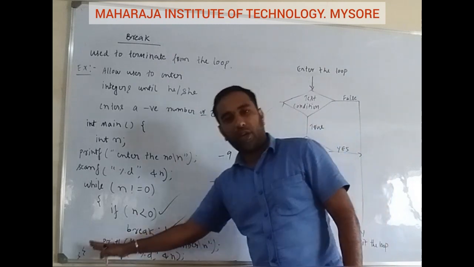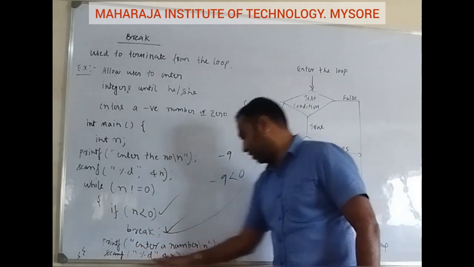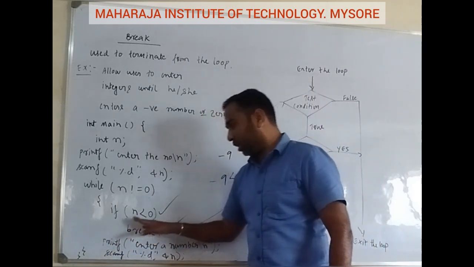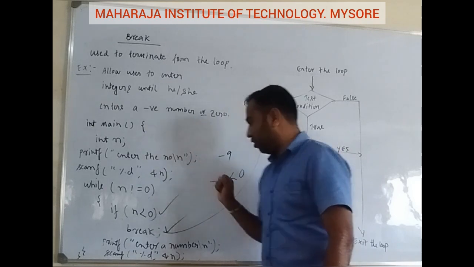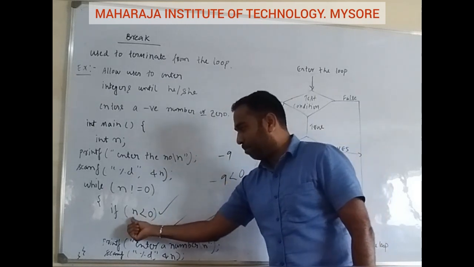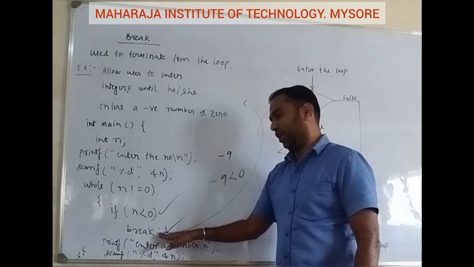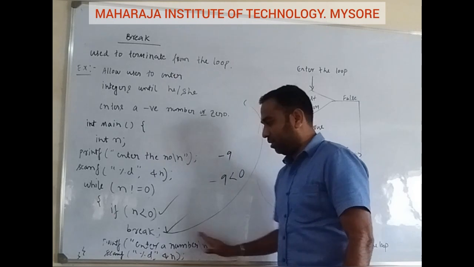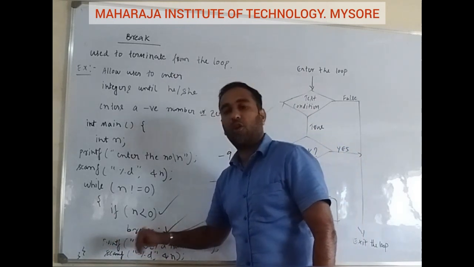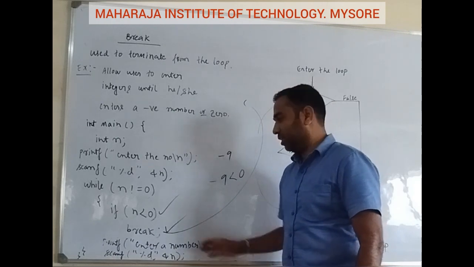Whatever statement follows, it doesn't matter. It will not encounter this statement. Once the condition is true, it will execute the break statement. So given the negative value minus 9, minus 9 is less than 0, yes, then it will execute the break statement. No matter whatever statement is written after the break statement, it will not be encountered, it will not consider the next part, next section.